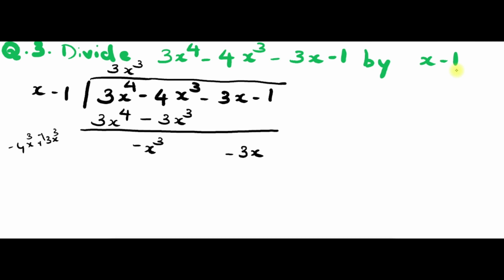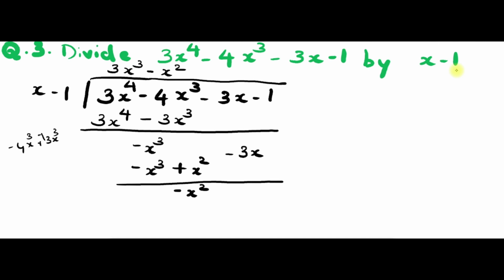Then minus x cube divided by x will give you minus x square. That I can write here. Minus x square into x will give you minus x cube. Minus x square multiplied by minus 1 will give you plus x square. So, minus x cube minus minus x cube is 0. Then 0 minus x square is equal to minus x square.